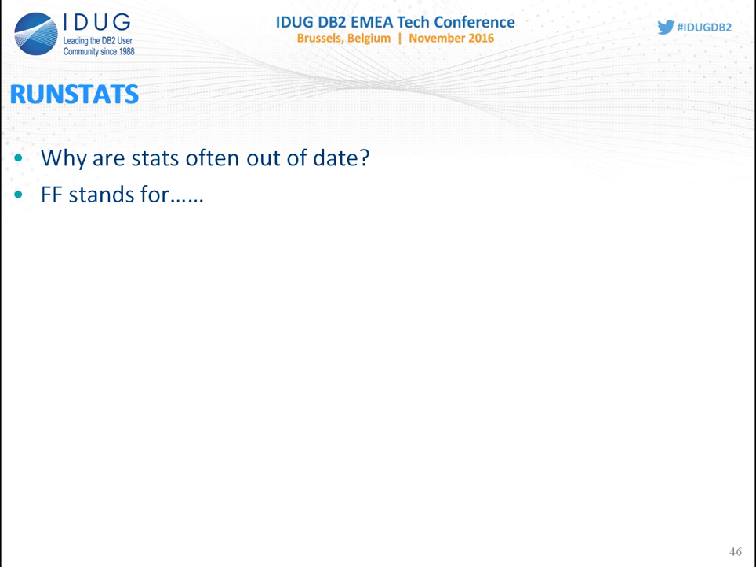So why are statistics often out of date? It's because FF stands for something else other than filter factor. Anybody know? It stands for fear factor. Many shops, many managers are so afraid of an access path change that might be for the worse that once they have a good set of access paths, they never want to run RUNSTATs again. And that really does happen in shops. Hopefully not yours.